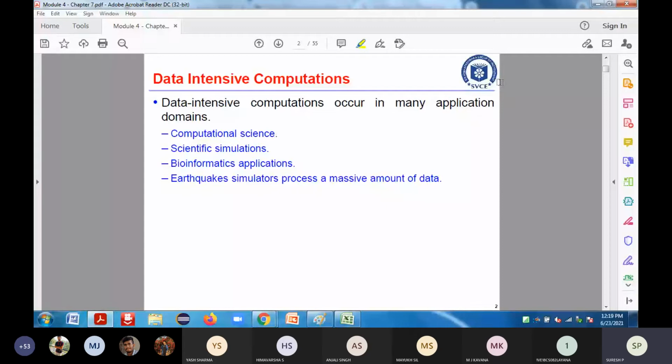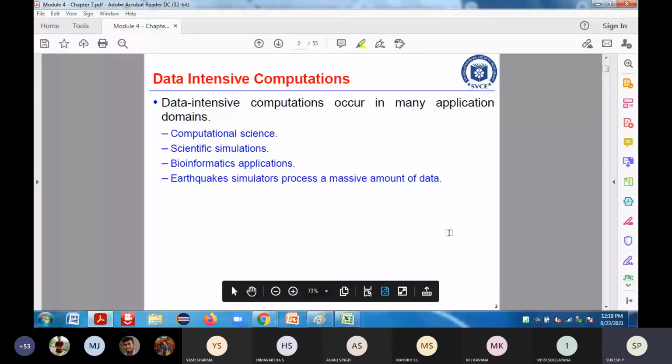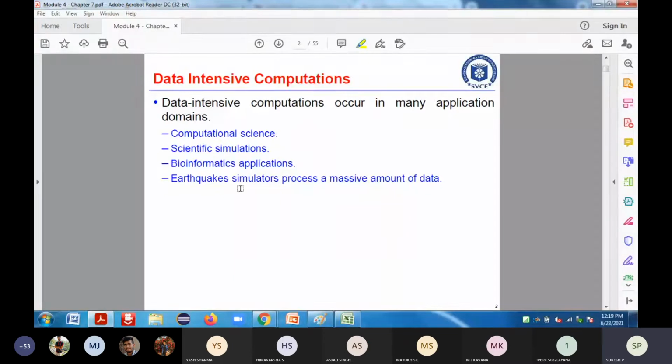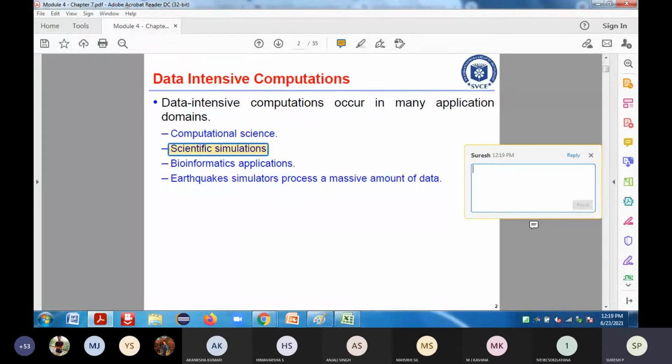Whenever you have scientific simulations and experiments, they are often keen to produce, analyze, and process huge volumes of data. If you take the earthquake simulators or scientific simulations, what will happen here in the scientific simulations? What does it contain?